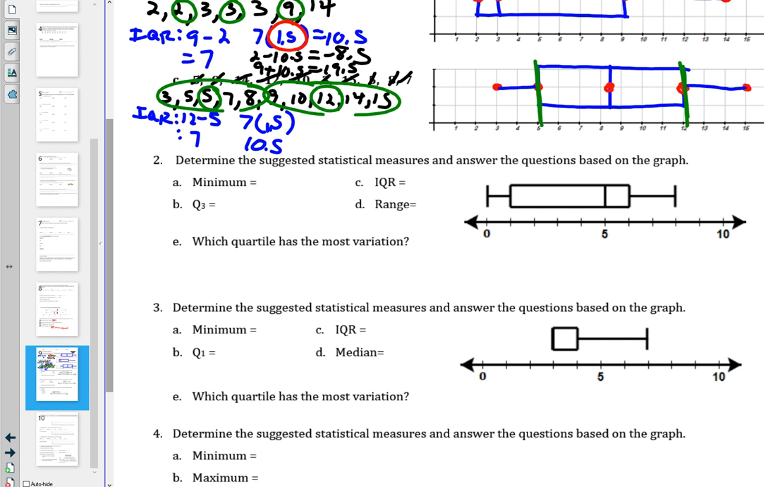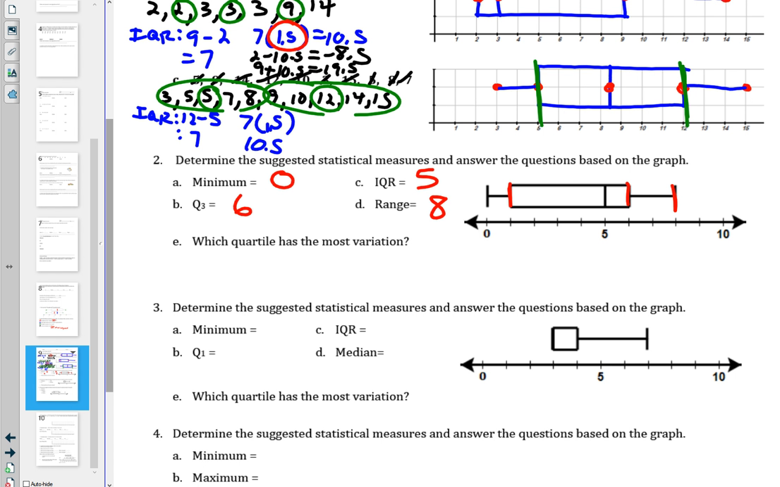Determine the suggested statistical measures and answer the questions based on the graph. All right, what's the minimum here? 0. What's Q3? It is 6. That's the right edge of the box. What is the interquartile range? Well, it's not going to be 6 because it's 6 minus 1, which is 5. And then the range is max minus min. So the max here is 8. 8 minus 0 is 8.